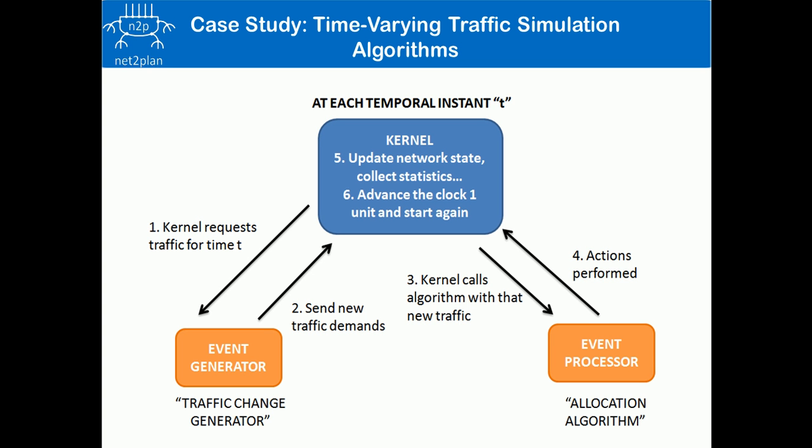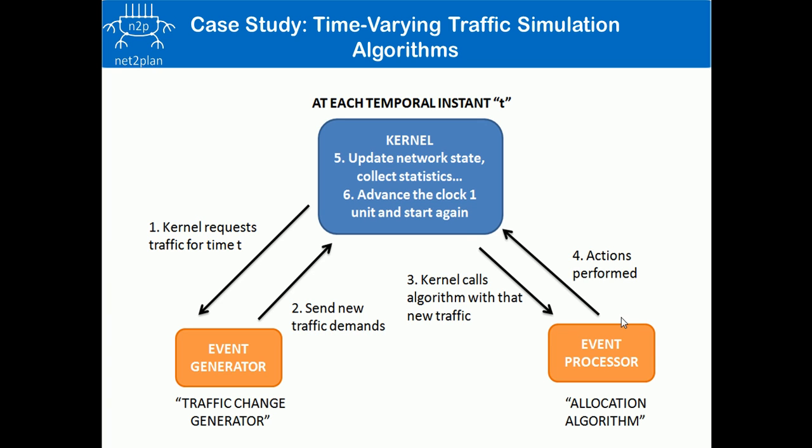Before proceeding, I will explain how the simulator works internally. At each temporal instant t, the simulator works in discrete time. The kernel will request new traffic demands to the event generator, also called the traffic change generator. When those new demands are generated, they will be sent back to the kernel, and then the kernel will call another algorithm called the event processor, or allocation algorithm.